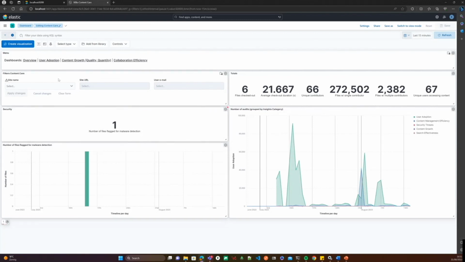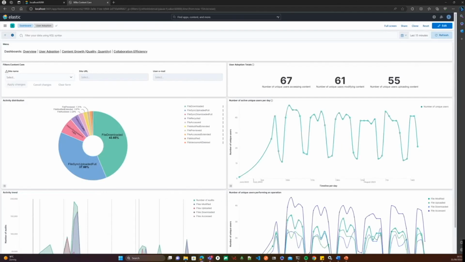This is just an overview. We'll move on to something more specific, such as user adoption, which allows us to identify areas of high and low user adoption so that you can tailor your adoption strategies accordingly. Once again, in the top right corner, you can see some of the key metrics, such as the number of unique users accessing content, which helps us to measure user engagement.